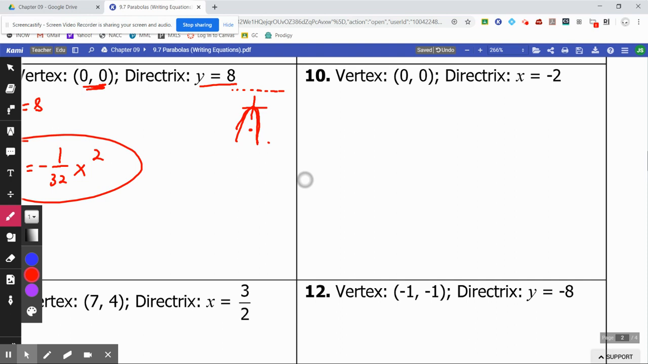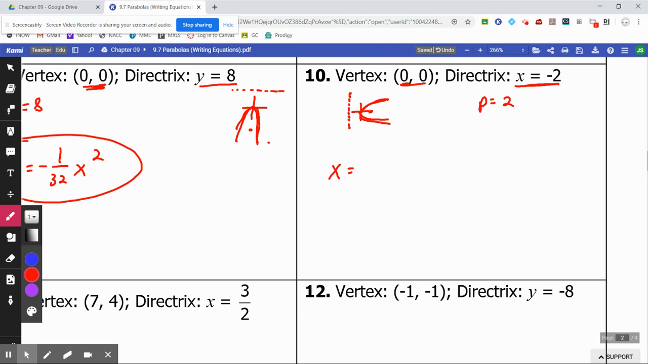Number 10 is going to be the exact same way. Now notice that we have a directrix that x equals -2. If you don't remember, x equals a number is going to be a vertical line. So we have a vertex at 0, 0, a directrix over here at x equals -2. So that means our focus is going to be over here, and we're going to open around that focus. Our p value is the distance from this point, and we can look at our x value now from 0 to -2. That's going to be a p value of 2. Since we're opening to the right, that's going to be an x equals parabola.